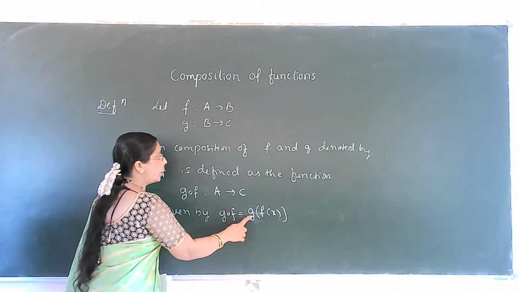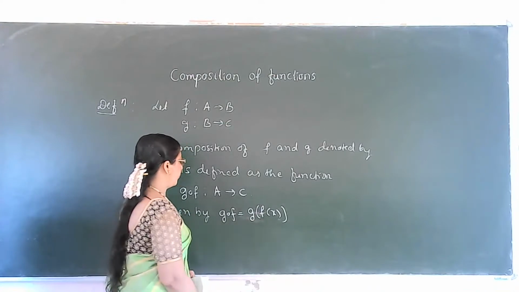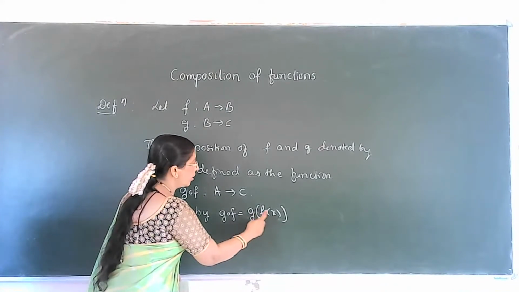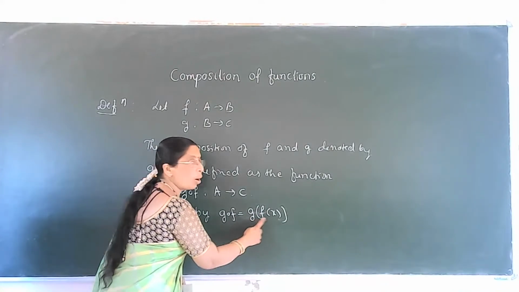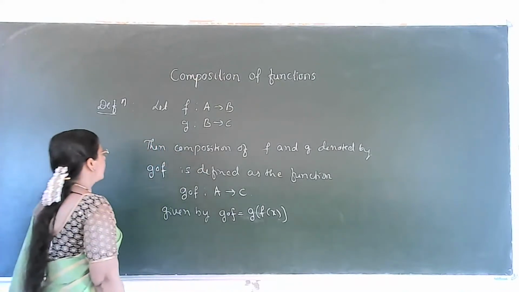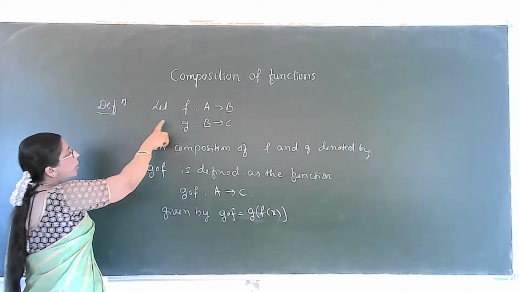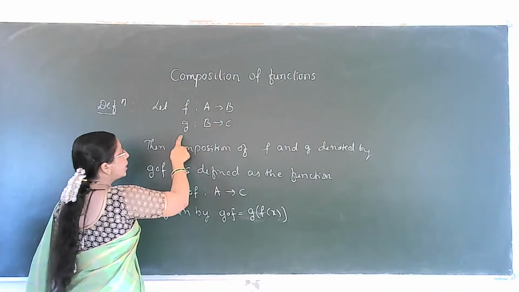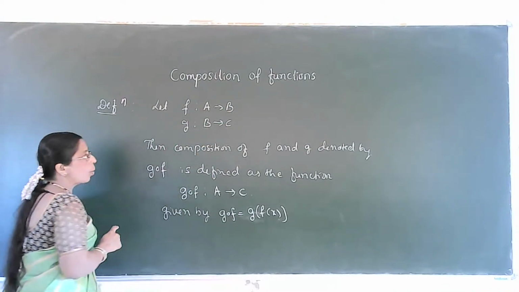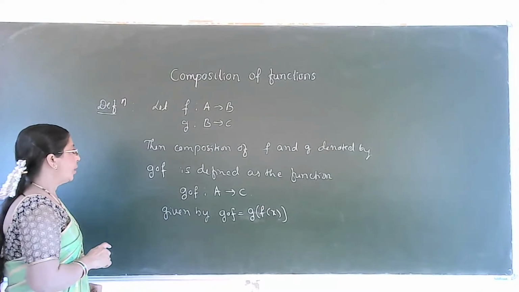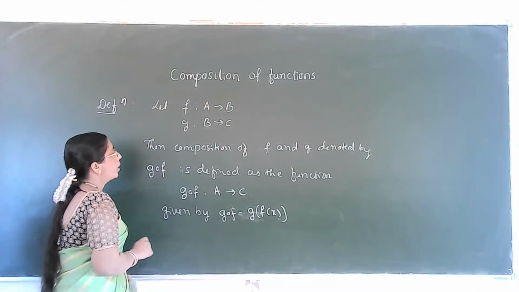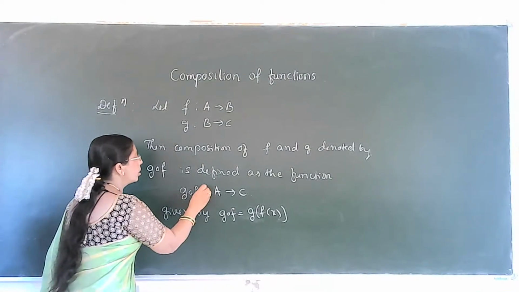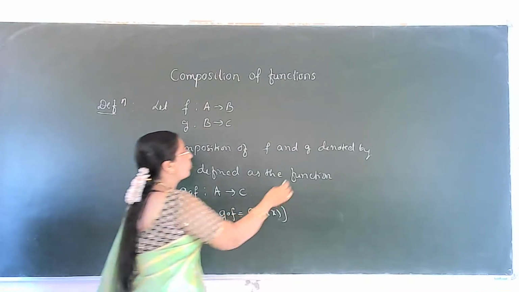Here g is a function of f of x, and f is a function of x. This way, composition of function means two functions: one is f, a function from A to B, and g is another function from B to C. Then the composition of f and g, denoted by g naught f, is a function from A to C.